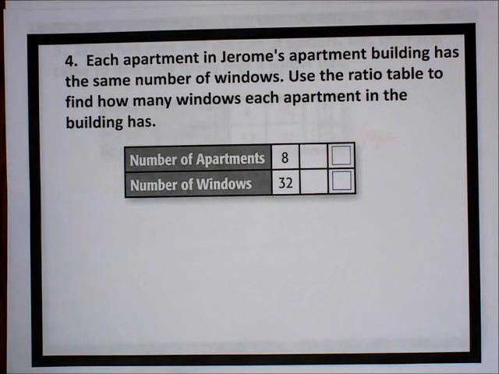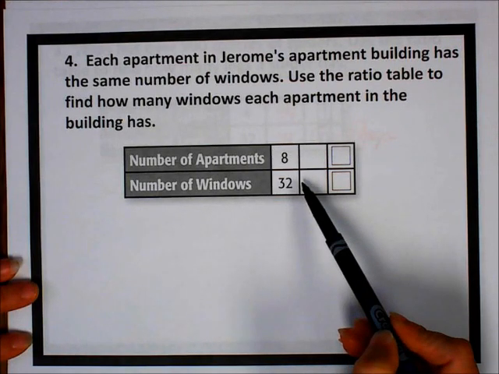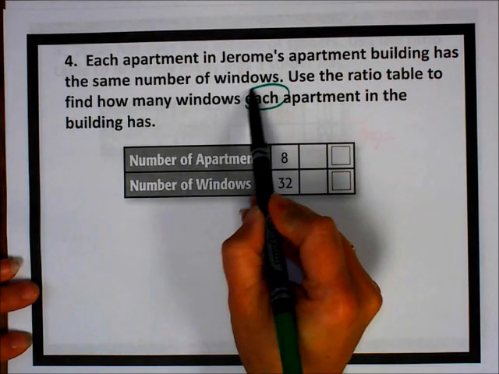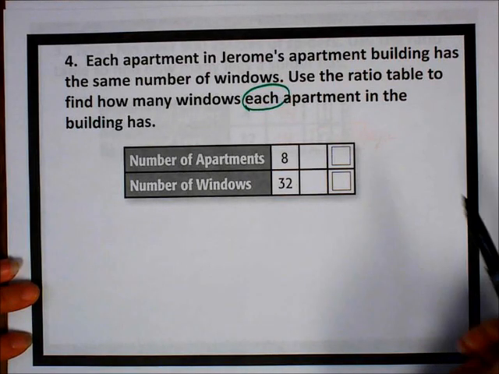Okay, let's check number 4. It says each apartment in Jerome's building has the same number of windows. Use the ratio table to find how many windows each apartment in the building has. Well, it gives us the ratio of apartments to windows is 8 to 32, but it doesn't want to know how many windows are in 8 apartments. It wants to know how many windows are in each apartment. So each apartment means how many?